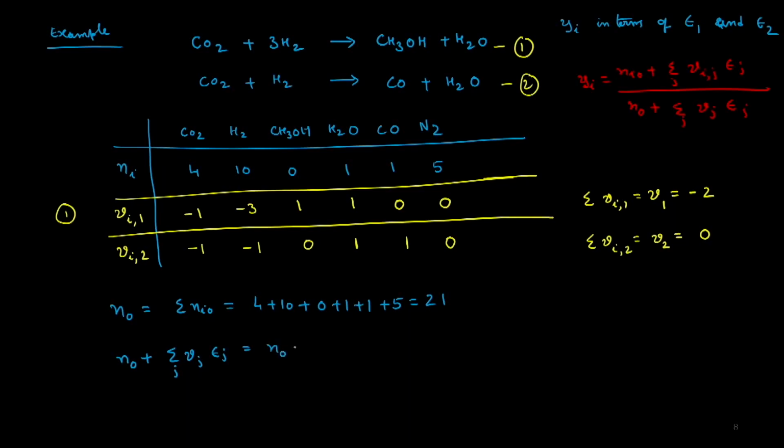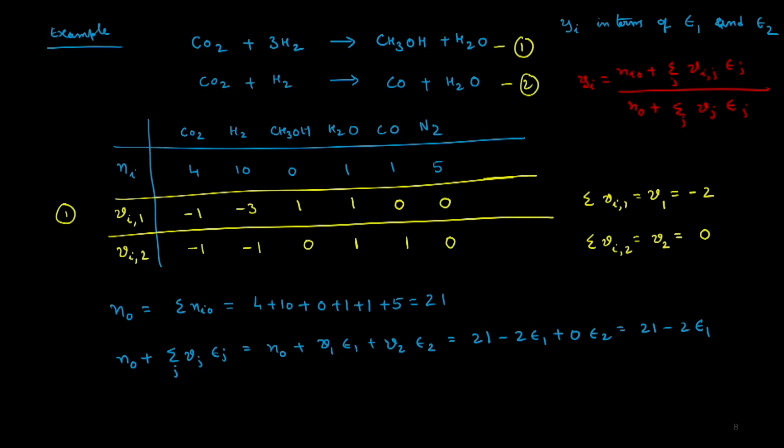So we can expand it. It will be nu 1 epsilon 1 plus nu 2 epsilon 2, and that would be 21. Nu 1 is -2 times epsilon 1 plus 0 times epsilon 2. So that's going to be 21 minus 2 epsilon 1 in this particular case. That's going to be the common denominator for each of the species.